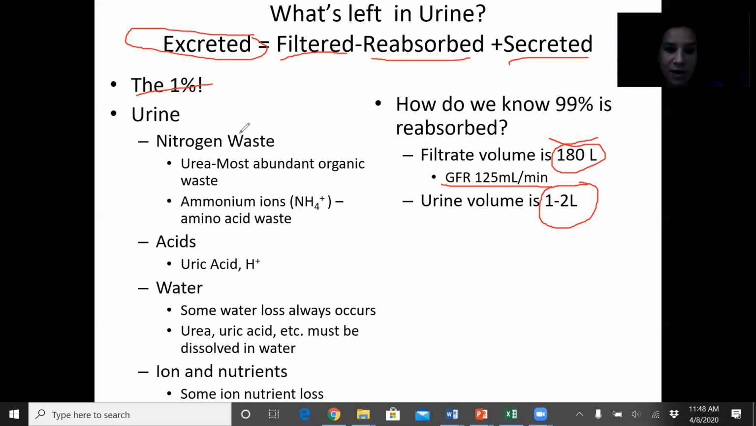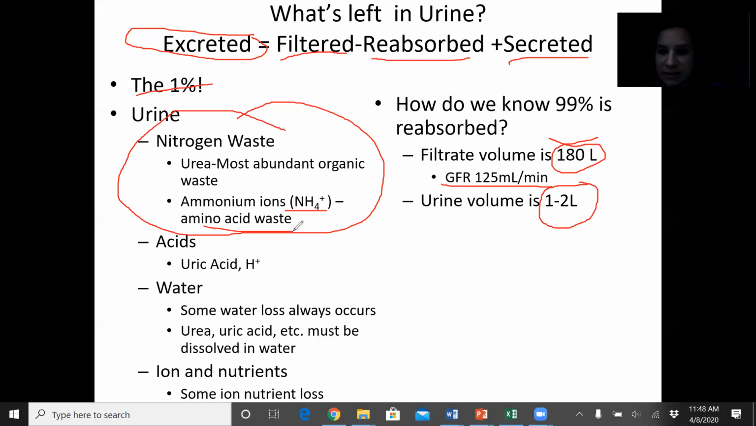So what is in that 1%? Again, there's got to be some obligatory water loss. We have to lose a little bit of water, but that's really aimed mostly at getting rid of the nitrogen waste. So urea is your most abundant waste product. We've got ammonium ions, amino acid waste. So really anything with nitrogen in it, that's what we're trying to get rid of.